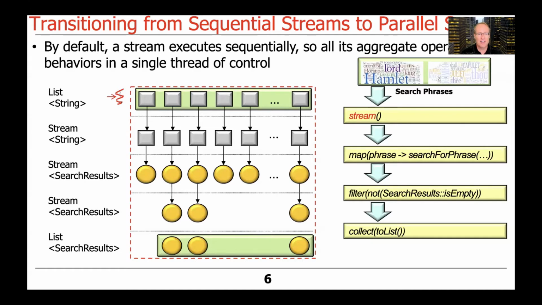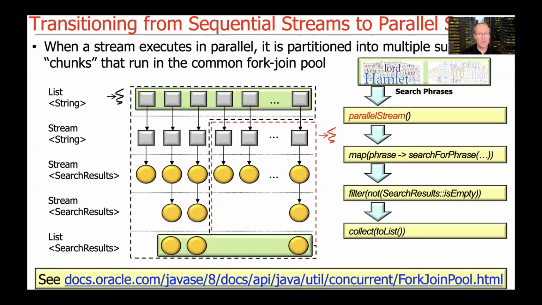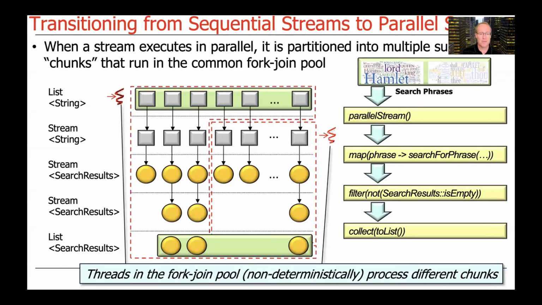By default, streams execute sequentially. If you use the stream factory method or some variant of factory methods that work sequentially, all the aggregate operations will run their behaviors in one thread of control, typically whatever thread calls the terminal operation. Conversely, when a stream executes in parallel, it's partitioned up into multiple substreams or chunks that run in the common fork join pool. And you'll see that this gives you a tremendous number of benefits with very little effort on your part to have to do much other programming to get the benefits of parallel processing.